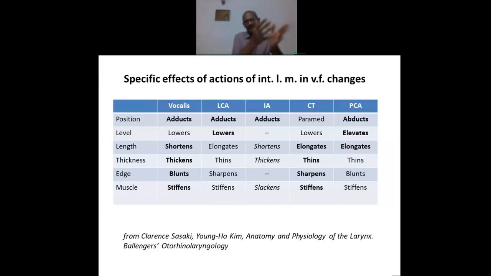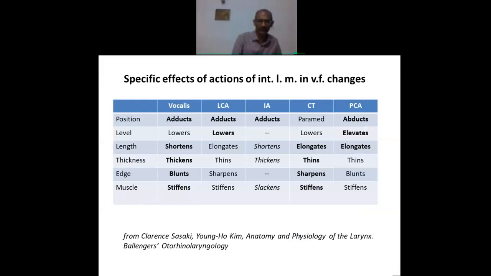Now come to the vocalis and thyroarytenoid. Vocalis is the more fine-tuning muscle, but thyroarytenoid and vocalis you can take as one set. Now, what does this do? Just look at all the strong actions. It adducts, of course, which is also done by the LCA. It shortens the vocal fold length. If you remember the previous video, you would have noticed that it thickens and blunts the vocal folds and stiffens the muscle. Of course, the muscle naturally has to stiffen because the vocalis is itself the muscle. But remember that the length gets shortened and the thickness increases, which blunts it.